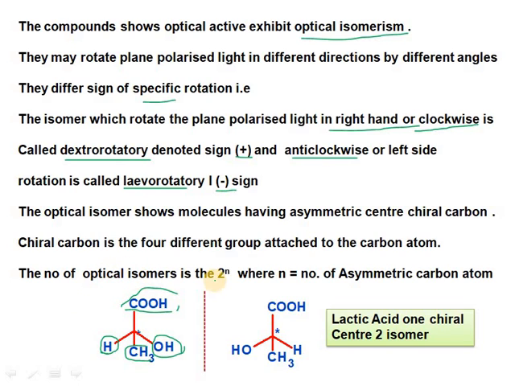Hence the number of optical isomers can be calculated using the formula 2 raised to n. Here there is only one asymmetric center, so two isomers are possible. One is dextrorotatory and one is levorotatory. Both are isomers of each other, right?